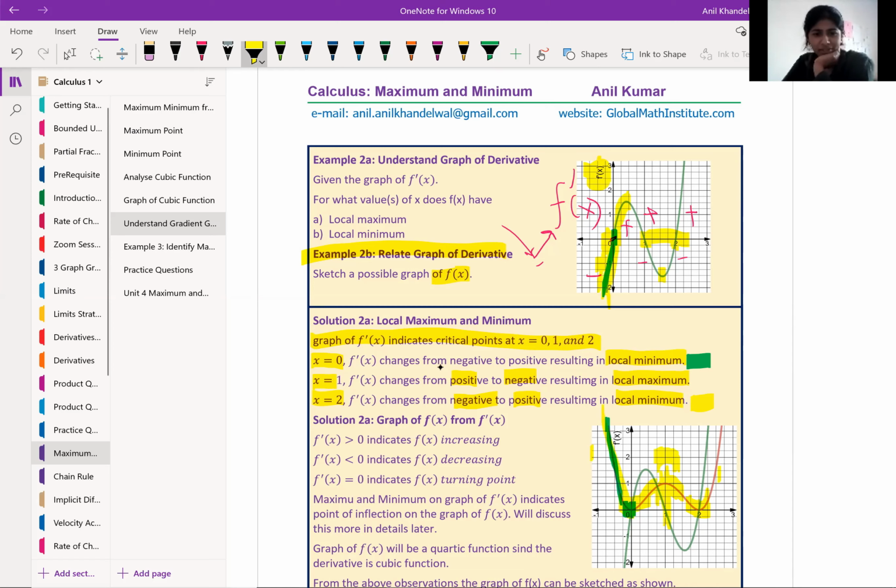Just a quick question. How do we know it was quartic? Because the derivative is cubic. That means the function should be quartic, 1 degree higher.